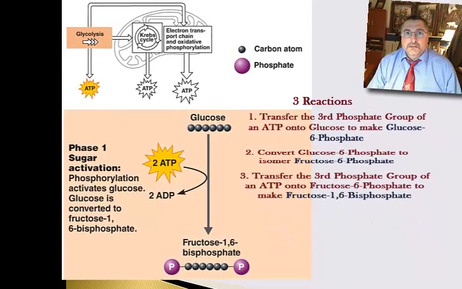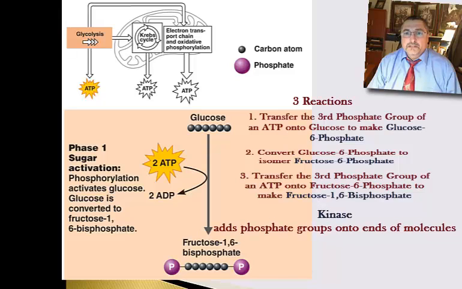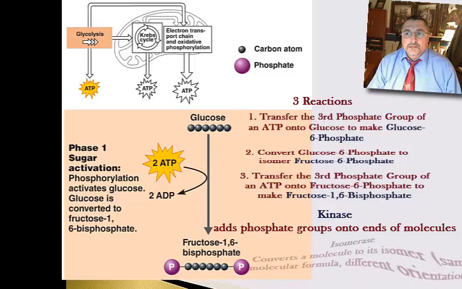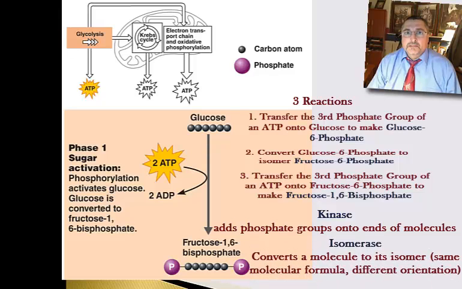This is a set of 3 reactions, as you see. These additions of phosphates require enzymes, and those enzymes that typically add phosphate groups to any kind of molecule are known as kinases. The conversion from glucose to fructose uses an enzyme in the family of enzymes known as isomerases. Seems appropriate since we are converting glucose to an isomer, fructose.